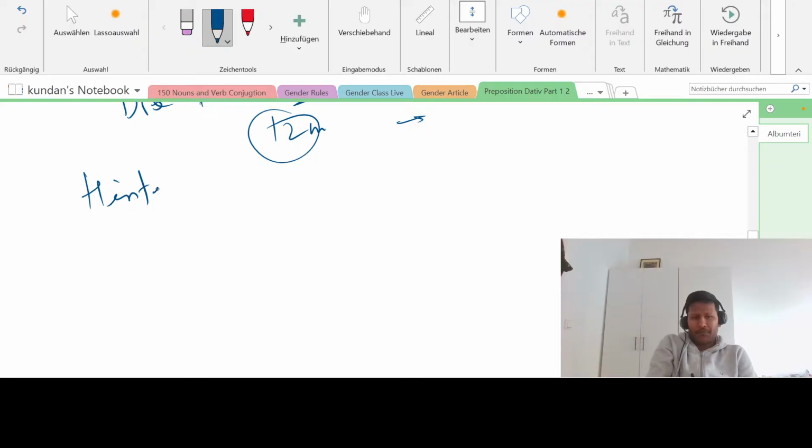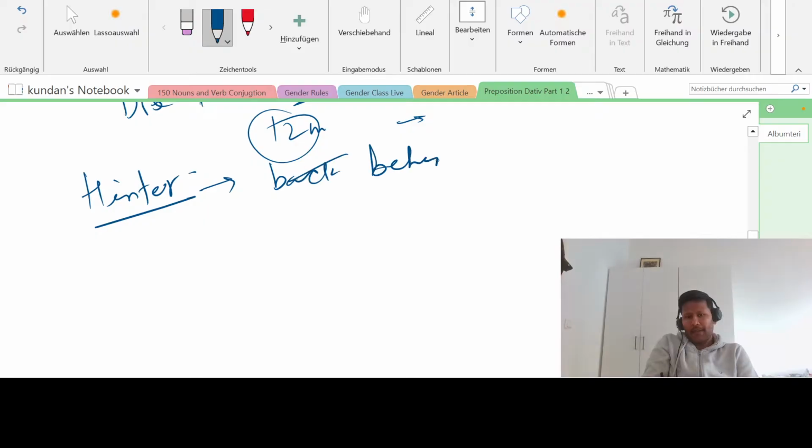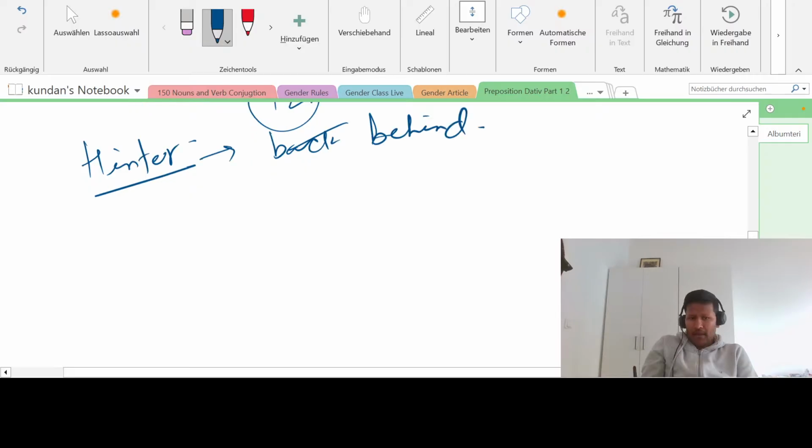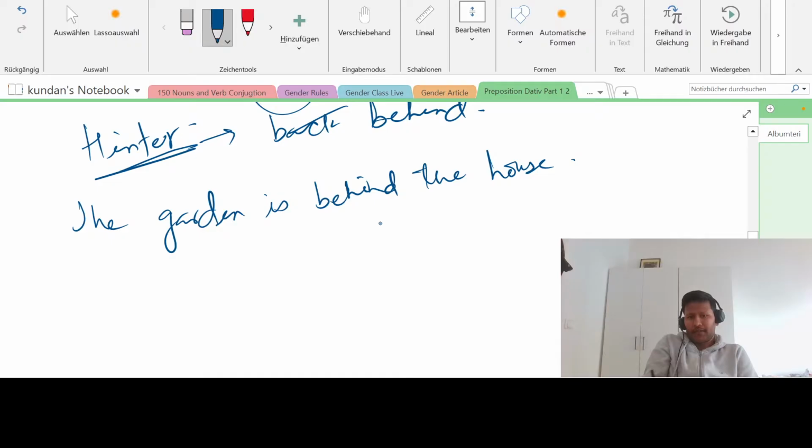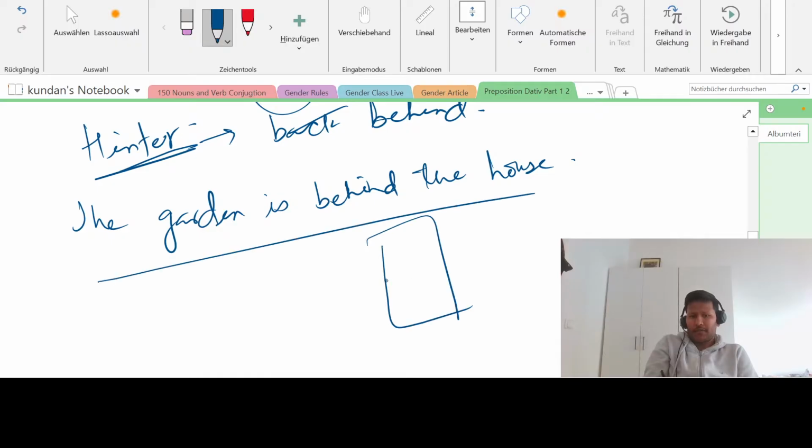Hinter. This is like the background. Okay. Hintergrund, right? Background or back or behind. You can say behind. So for example, this is also telling you the location, right? So I will tell, the garden is behind the house. Simple sentence we are taking. This is the house. Okay. And here there's a garden, right? Behind the house. You are here and there's a garden behind this.